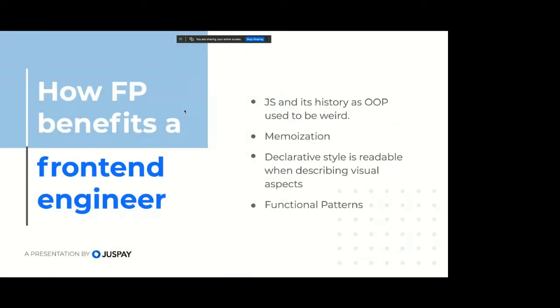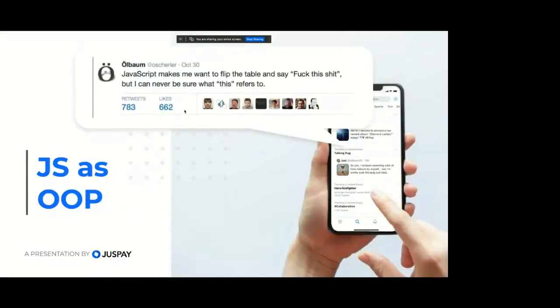But the question is how functional programming benefits a general software engineer, a general front-end engineer, right? So I'll be talking about that, and I do have some points in favor of FP while writing front-end as opposed to your traditional OOP methods, and I'll be going over them one by one. So first is JavaScript as OOP, right? If you have used JavaScript, you will understand the pain of this tweet, right?